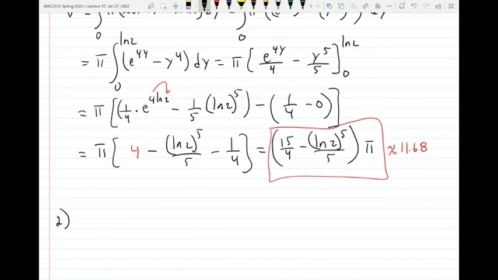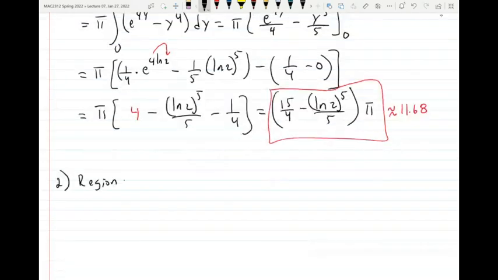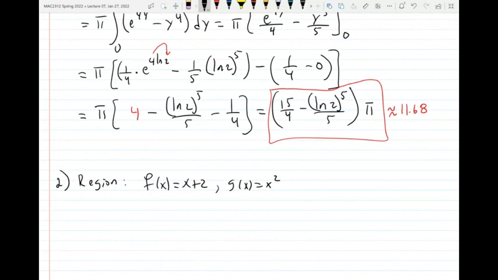Let's see, how about this one? Now here we can go faster, and the region is going to be easier to analyze. So here we have a line, we have a parabola, and let's rotate about y equals -1, okay? In the previous example, the axis of rotation was a vertical axis. This time the axis of rotation is the horizontal axis, okay?